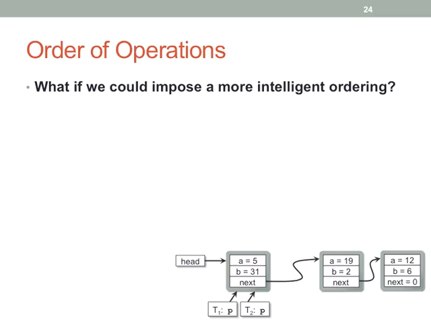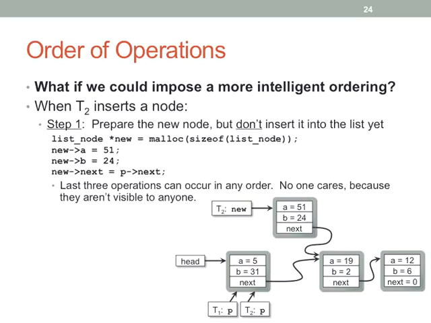Fun. Okay. So what if we can impose a more intelligent ordering? This is really sort of the issue here. What we do is we want to do all the steps that involve setting up the node, but not inserting it. Okay? And like I say here, the last three operations can occur in any order. We don't really care because they're not visible.